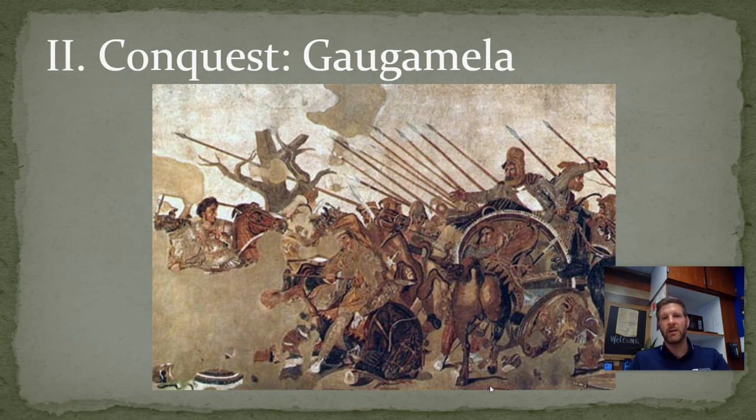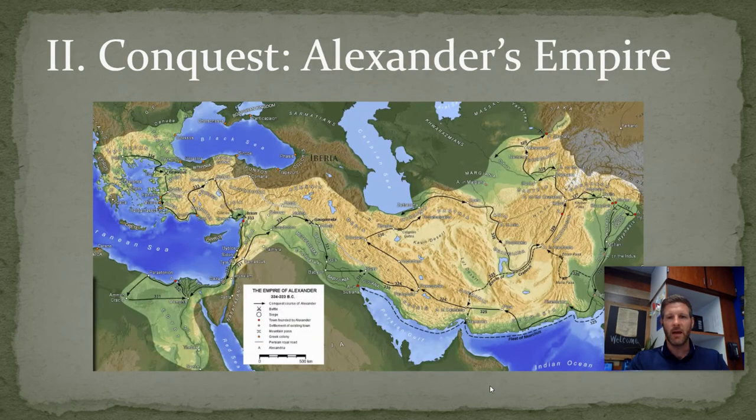Alexander is there on the left. Darius is up in his chariot, facing off against him. This is a map of Alexander's empire. Again, the largest to date. Again, we remember the Persian Empire expanded from Iran and Afghanistan down into Egypt and Asia Minor.